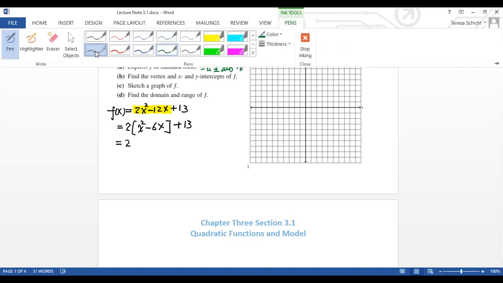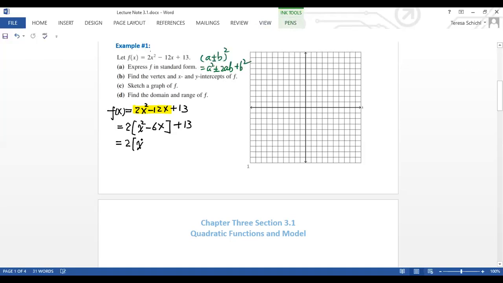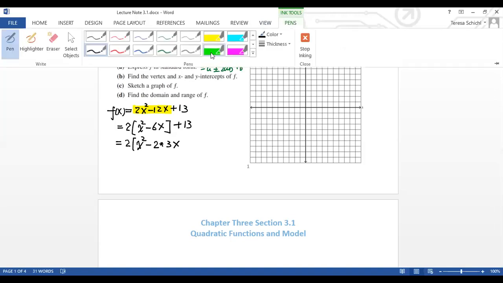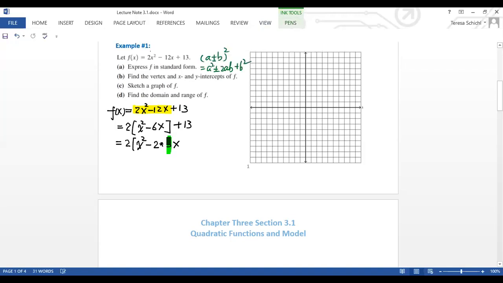Okay, so now let's see here. We say this is x squared minus 2ab, right? So we say it's 2. I need to divide 6 by 2, so it's 2 times 3 times x here, right? So I break this up, and now you have this 3 here. In order to do that, you need to have a b squared. So what do I need to add here? I need to add 3 squared. Did you see that? All right, because it's x squared minus 2ab plus b squared.